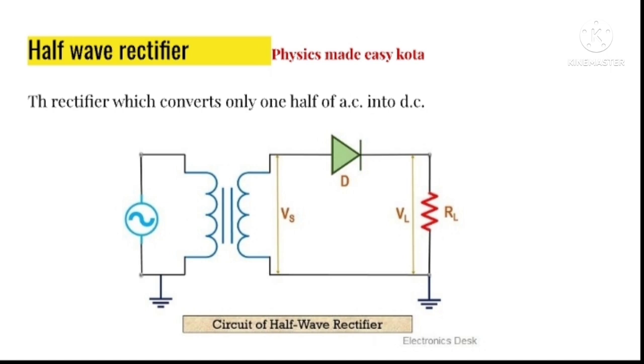In this figure, we can see that our AC signal, which is the input signal that needs to be rectified, is fed to the primary coil of the transformer. The secondary coil is connected to the junction diode through the load resistance RL, and we get the output signal through the load resistance. So in this circuit, with the help of the half wave rectifier, we get one half of the AC converted into DC.